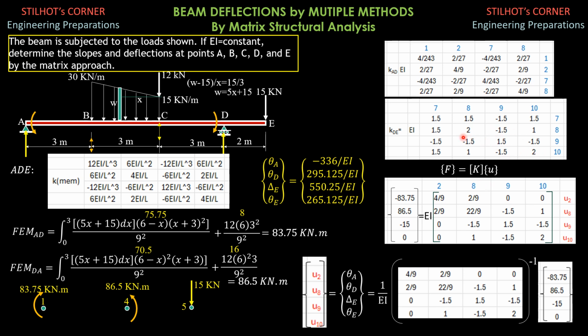So that's it. By the way, the numbering, this is 1, 2 for node 1 or A, then this is 7, 8. So we have 1, 2, 7, 8, 1, 2, 7, 8, then DE 7, 8, 9, 10, 7, 8, 9, 10. Then we are only interested of the displacements at 2, theta A, at 8, theta B, then at E, delta E, and theta E.